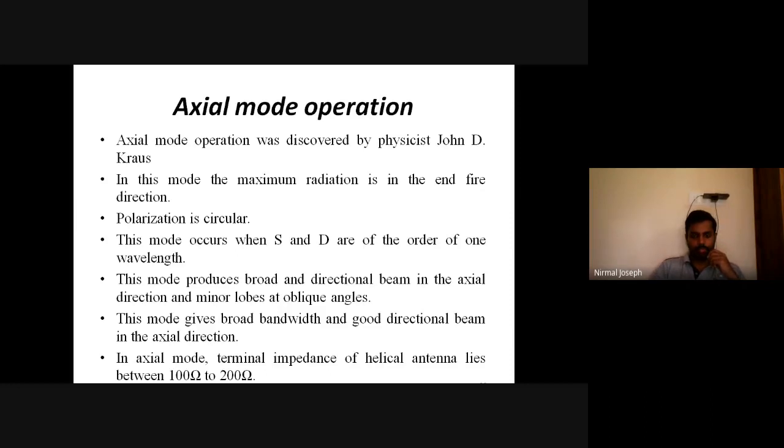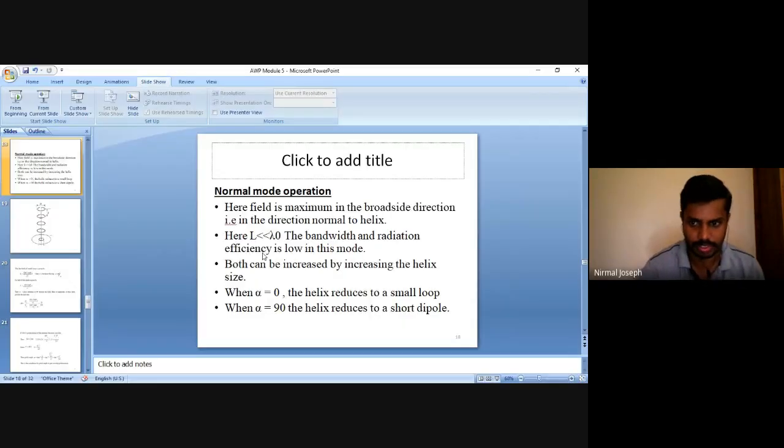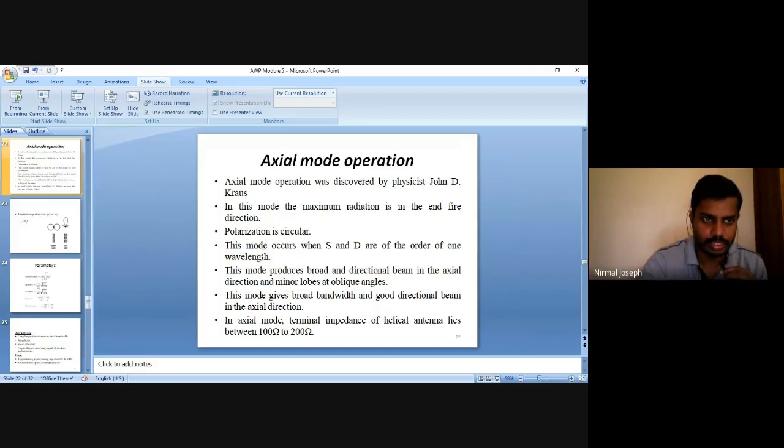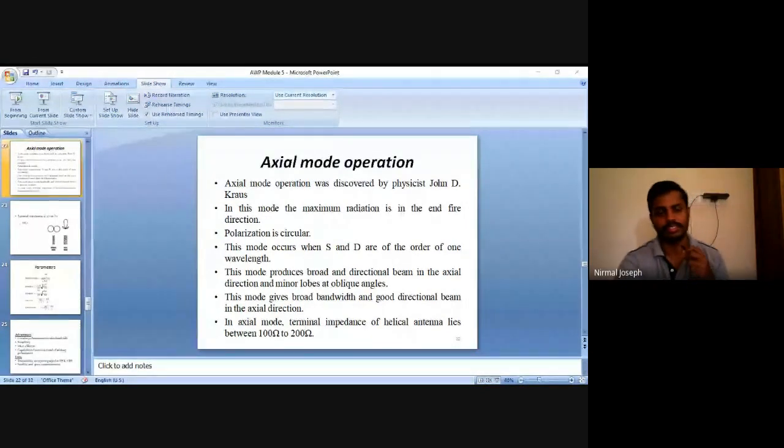Then we will move on to axial mode of operation. The axial mode operation was discovered by physicist John Kraus. Has anybody seen his name anywhere? Are you familiar with his name, John Kraus? He discovered this mode of operation, the axial mode of operation of this antenna. Has anybody heard? No one heard about him.